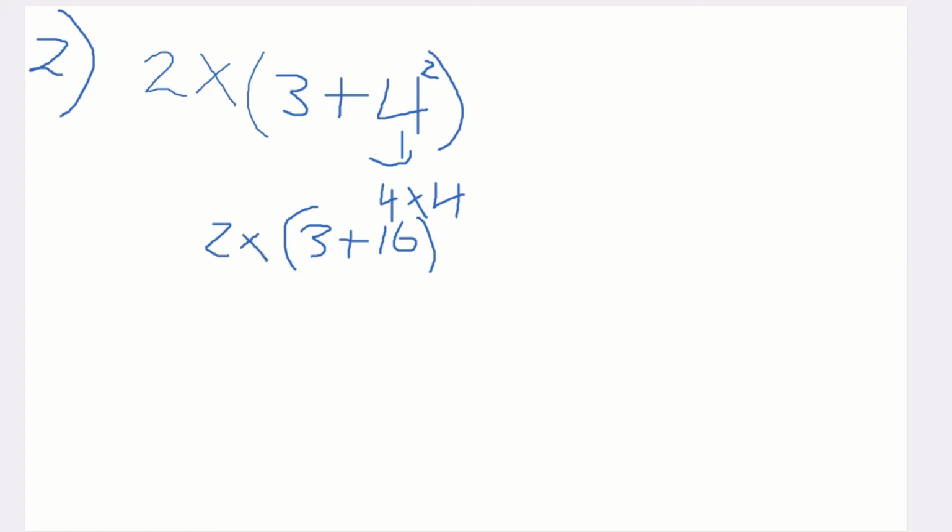Okay, so what is our next step? You might be wondering, what do I do next? This is so complicated. No, it is not complicated. It's just like the example before. We are going to work in the brackets. So we're going to add 3 plus 16, and of course, that's 19. So we're left with 2 multiplied by 19.